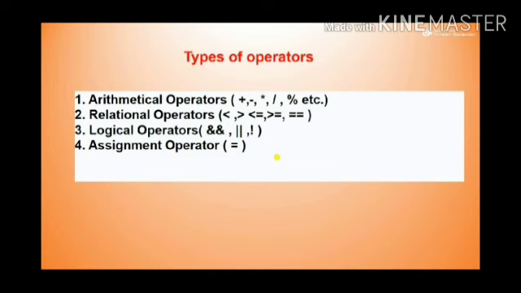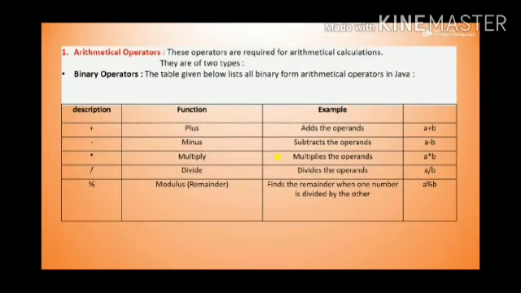Then logical operators. As you can see, the symbols are and, then or, and the next one is not. So these are the logical operators which we have to use in our program. Then one more operator is the assignment operator, where we are assigning the value through the equals to sign. So we'll discuss arithmetical operators here.